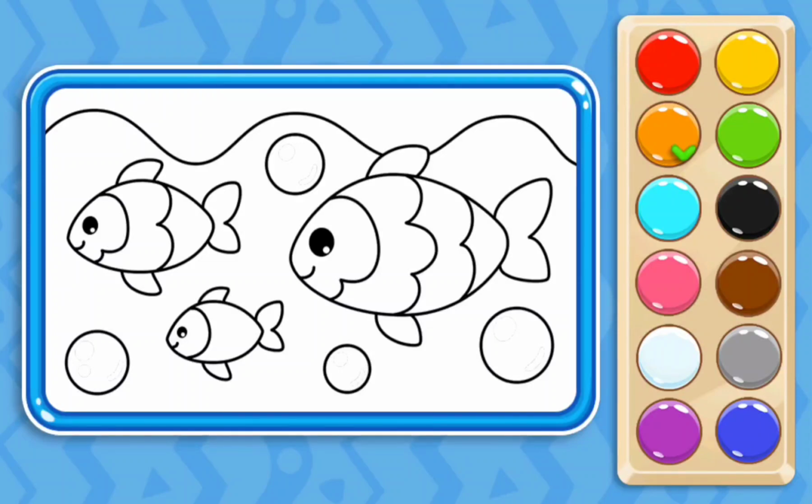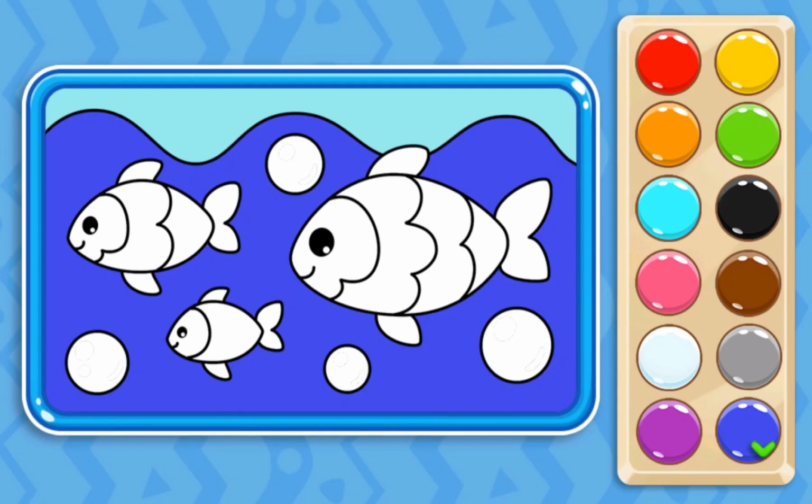Hello children, today I am going to paint fish. First I take turquoise color to paint the sky. Then I select blue color to paint the sea. Then I select red color to paint the fish.